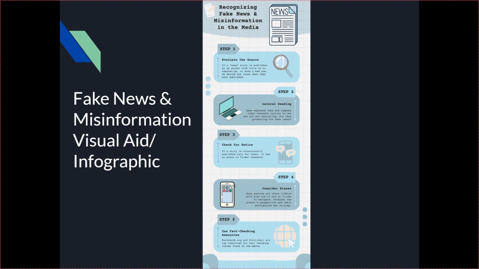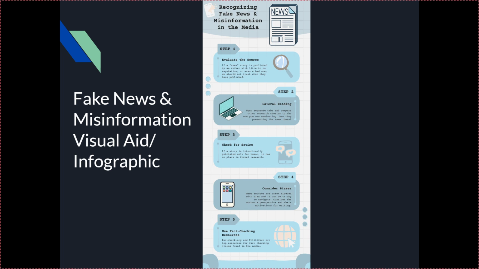Step 2 is a process called lateral reading. This involves opening a separate tab or tabs and comparing other research stories to the one that you are currently evaluating. Are they presenting the same ideas? Step 3 is to check for satire. If a story is intentionally published only for humor, such as on The Onion, it has no place in formal research.